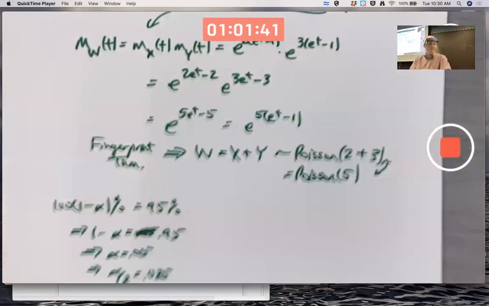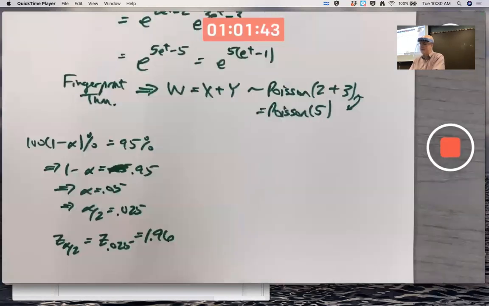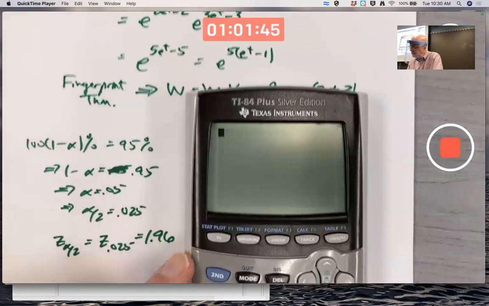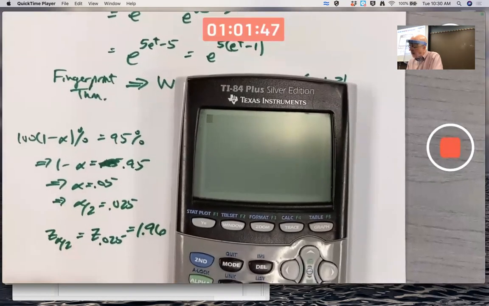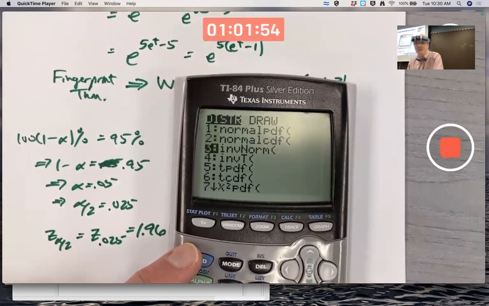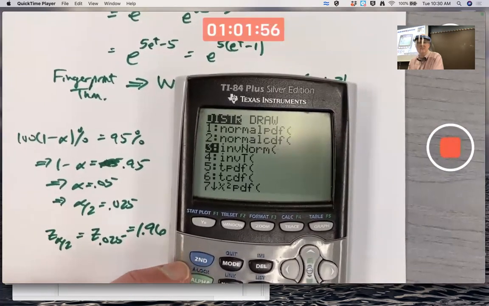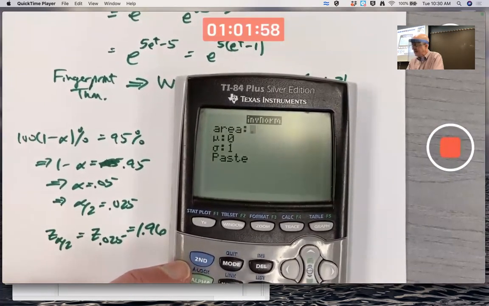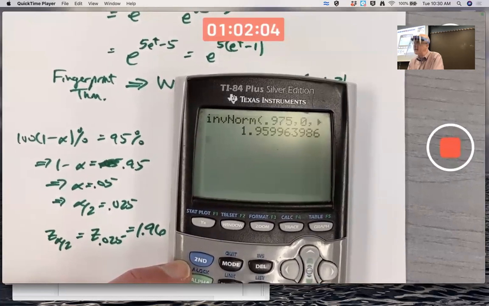And with the calculator, distribution menu, inverse normal. Area meaning CDF value 0.975, mean of 0, standard deviation of 1, 1.96.